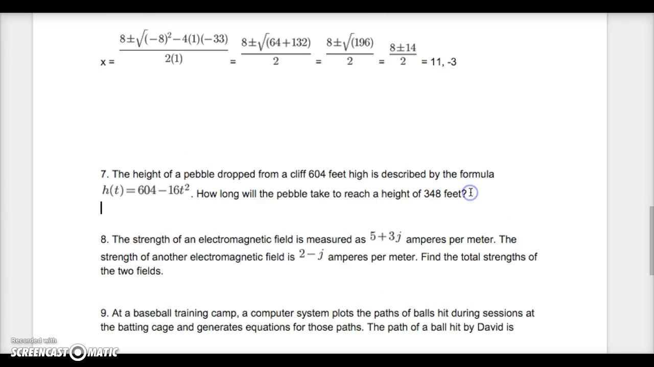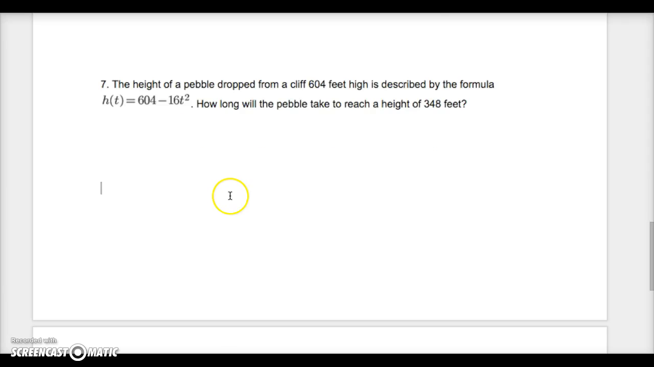Our next question, number 7, said the height of a pebble dropped from a cliff 604 feet high is described by the formula h of t equals 604 minus 16 t squared. How long will the pebble take to reach a height of 348 feet? And one of the key things for this problem is recognizing h of t, it just means the height of the pebble at some particular time is this equation.